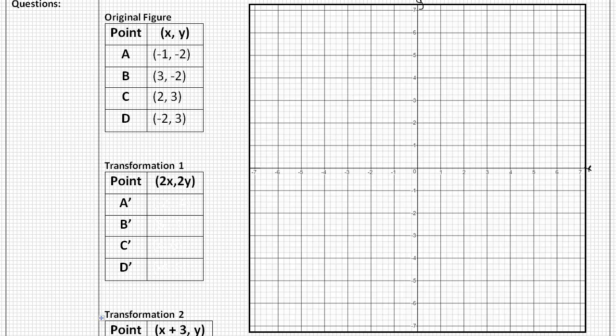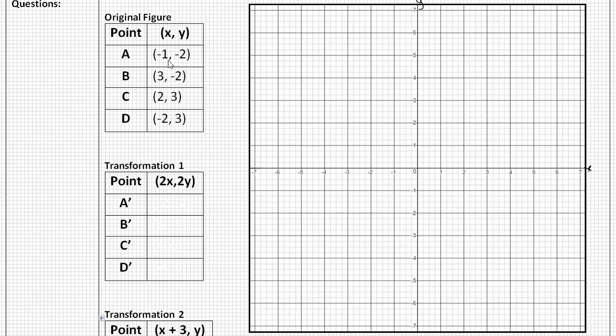Alright, so at this point you should have your graph set up, and you want to copy down this table if you haven't done so already. And we're going to plot these 4 points. Now I'm going to help you with the first one, and then I'll have you take it from there.